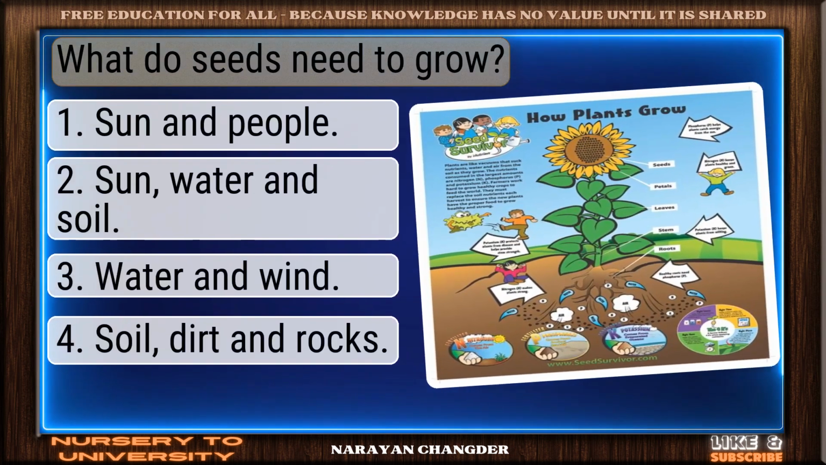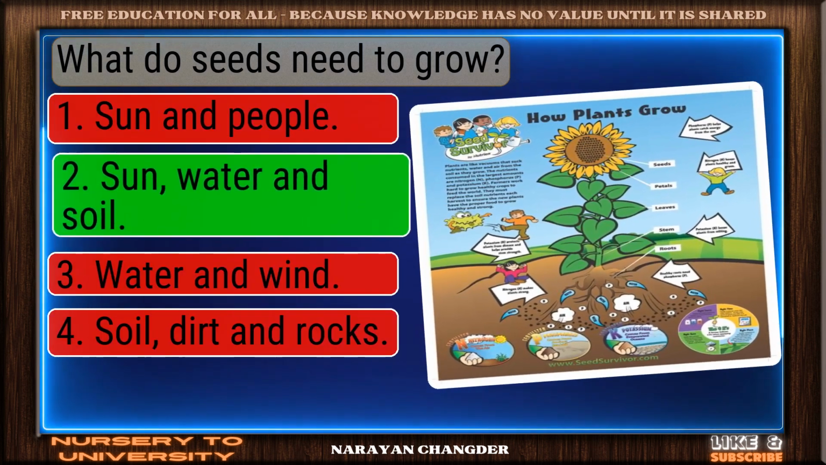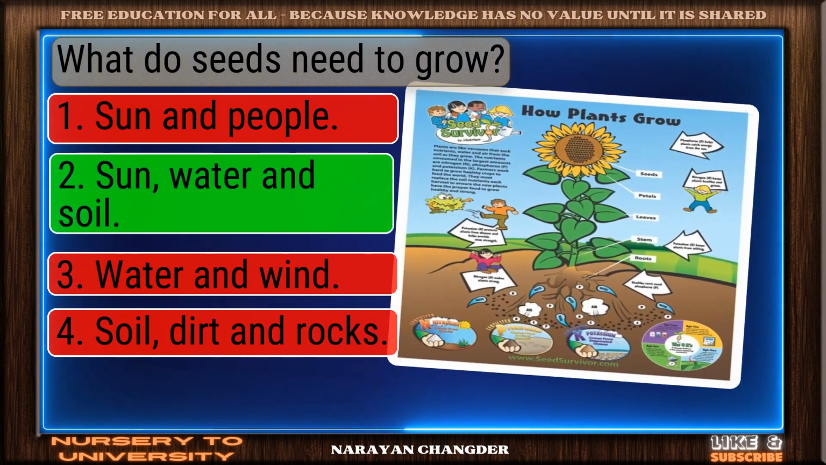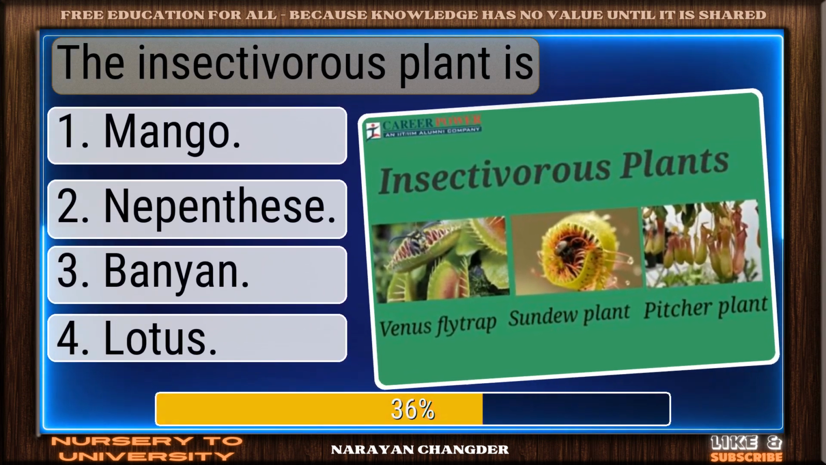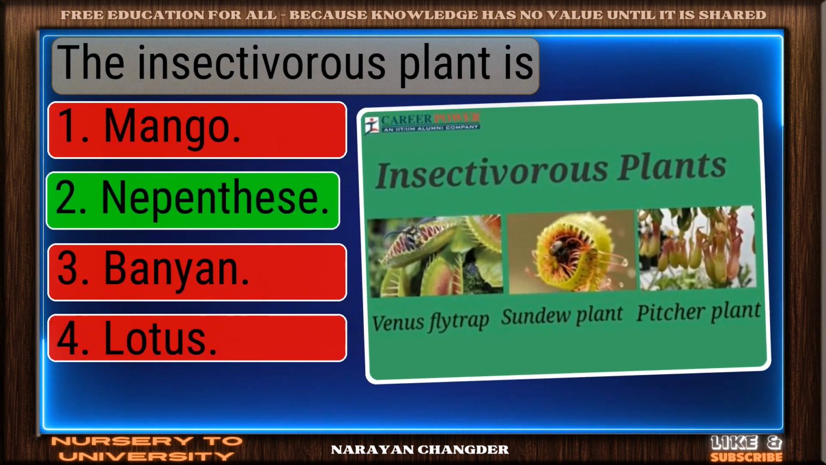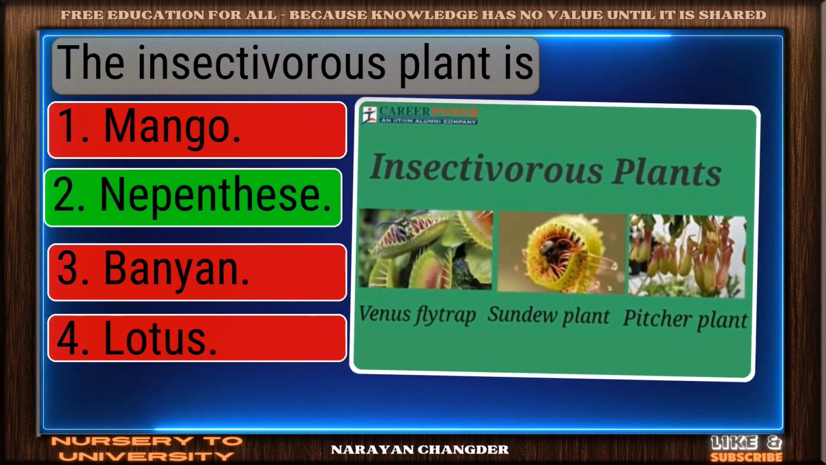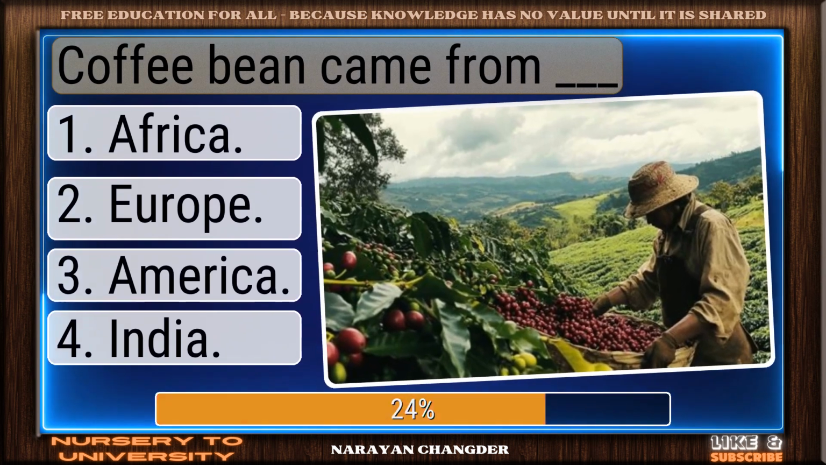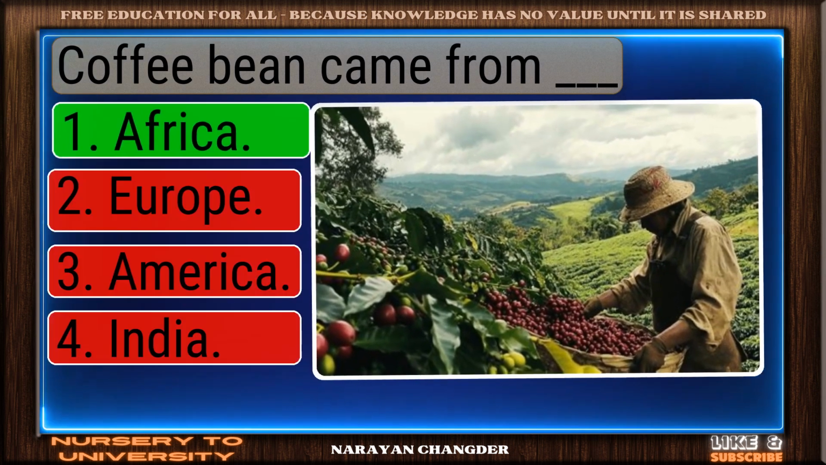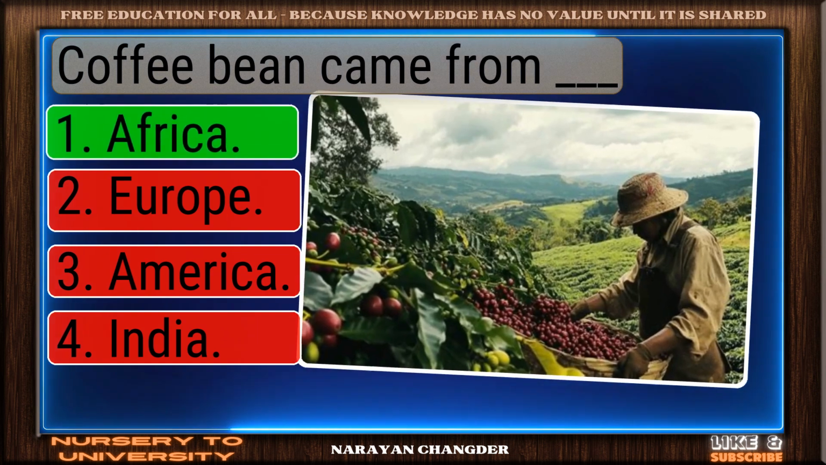What do seeds need to grow? Nice work. You chose sun, water and soil, and it is correct. The insectivorous plant is. Clear logic. Your choice, Nepenthes, is sound and 100% true. Coffee bean came from dash. You got it. Your choice, Africa, is right.